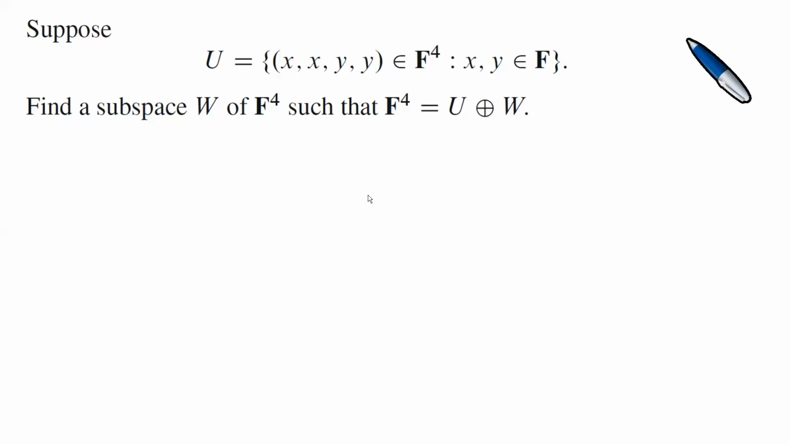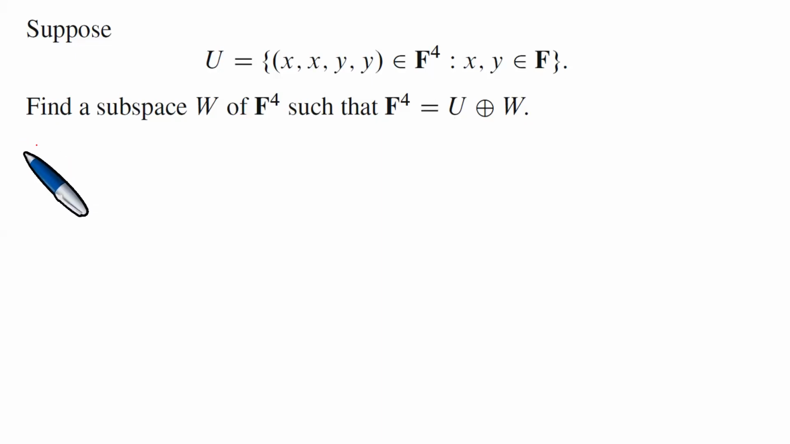Okay, we are discussing now these kinds of questions. It is expected that at least a question of this nature can appear, where you suppose that U is this, and you need to find some subspace W that forms a direct sum, such that F4 is the direct sum of the subspace U together with another subspace W. So what then becomes the answer here?